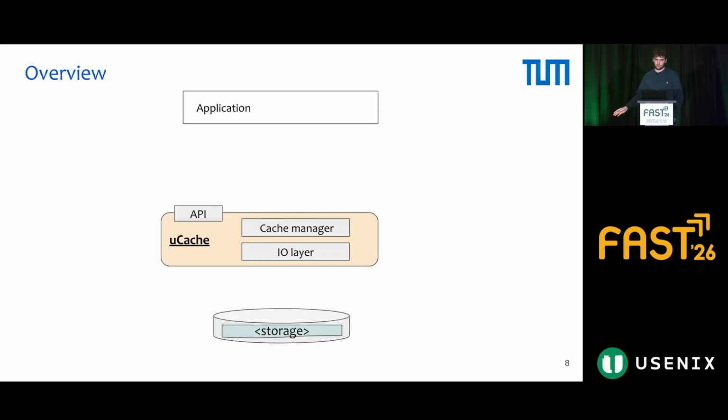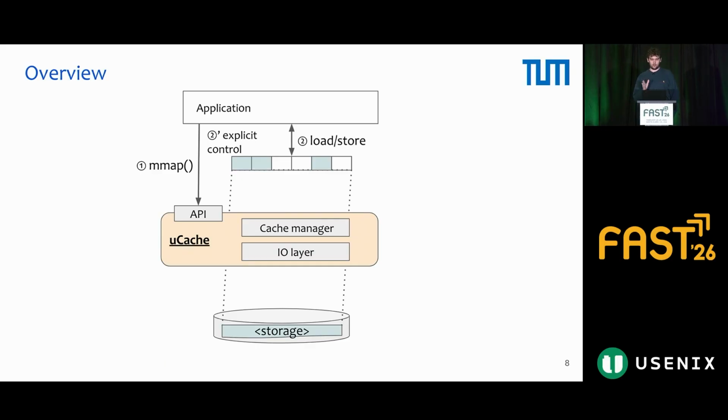Let's see an overview. An application can create a memory region by calling mmap, making uCache a drop-in replacement to POSIX for existing applications. The application can then access the region with normal load and store or with explicit operations. Internally, the cache manager fills and evicts pages using replacement policies that can be customized by the application.